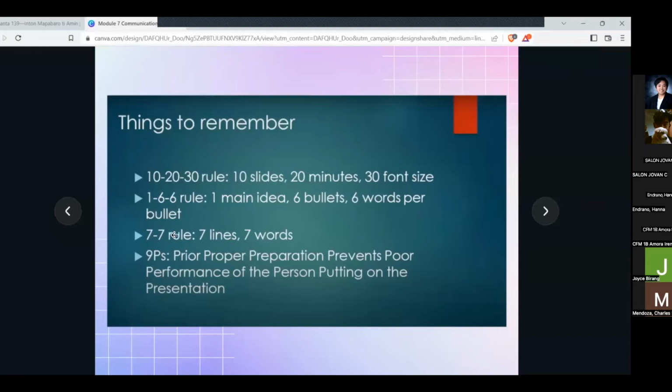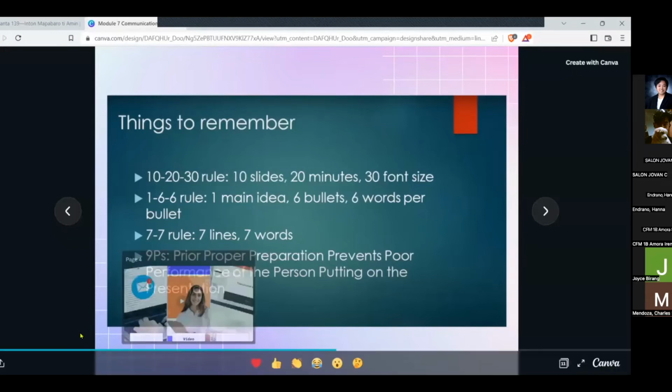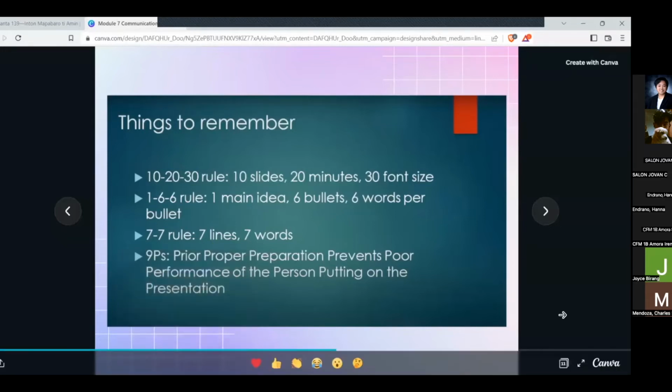We have the 7-7 rule here. It means 7 lines and 7 words only. We have the 9 P's. This is very important. What are the 9 P's? Prior proper preparation prevents poor performance of the person putting on the presentation.